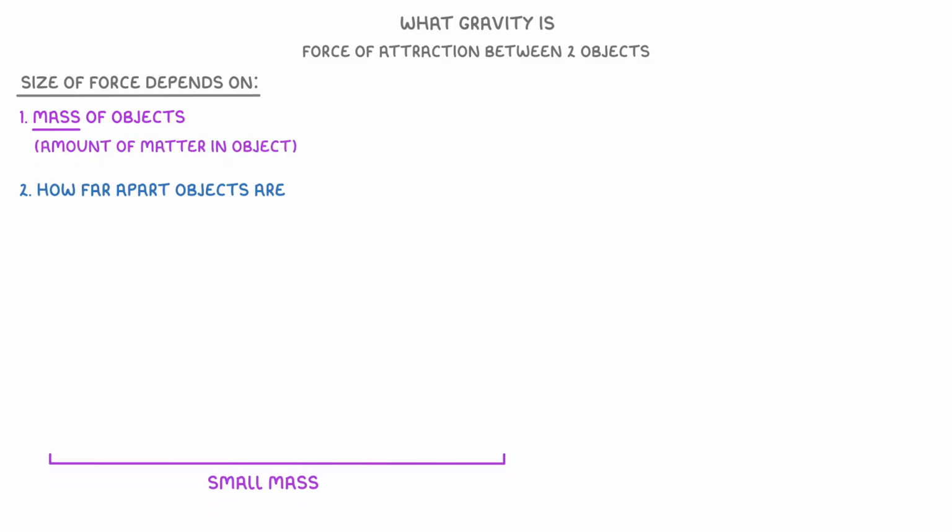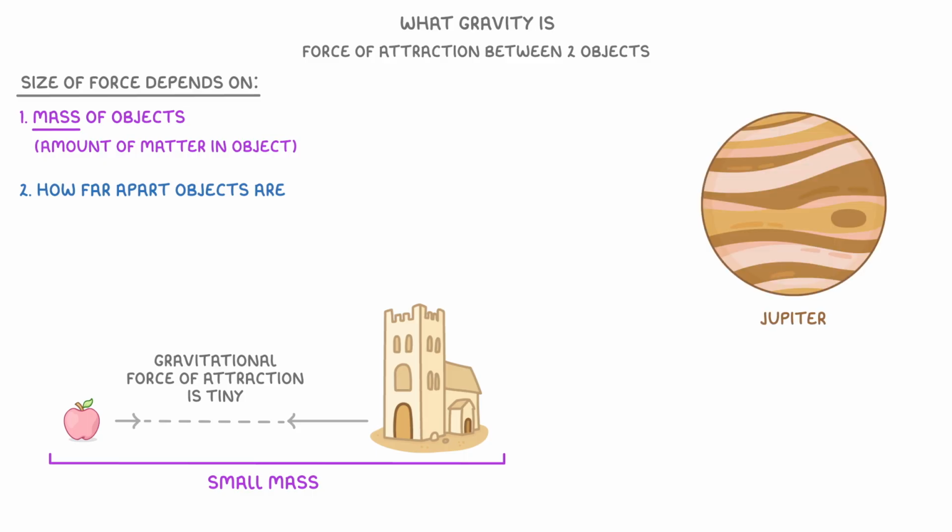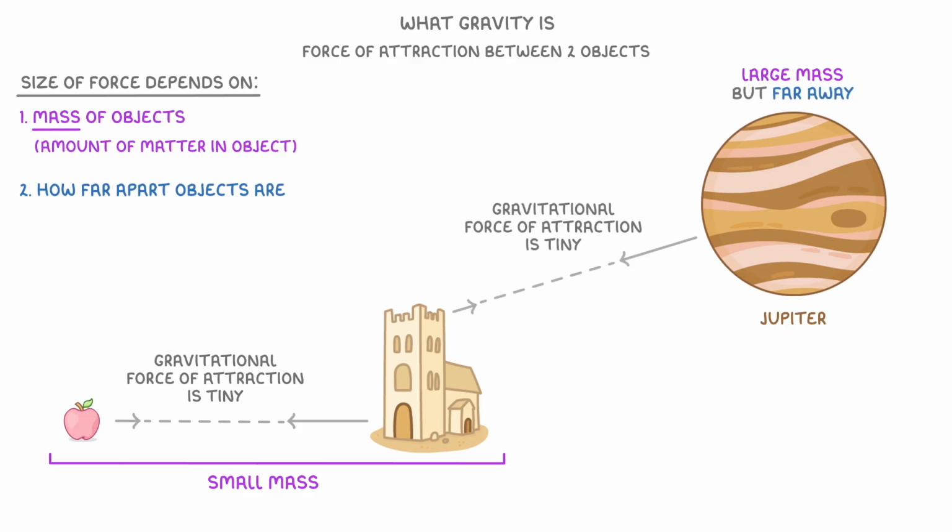So for objects that have a small mass like apples or even buildings, the gravitational force of attraction is so tiny, it's as though it doesn't even exist. And the same goes for huge objects like Jupiter that have a really large mass but are far away. The gravitational force of attraction is still tiny between this building on Earth and Jupiter, even though the planet is so huge because it's just too far away.